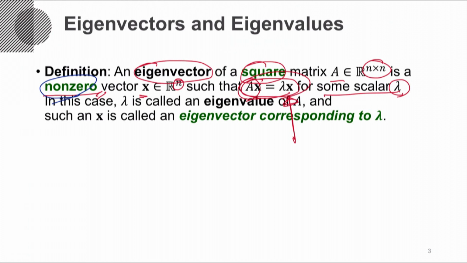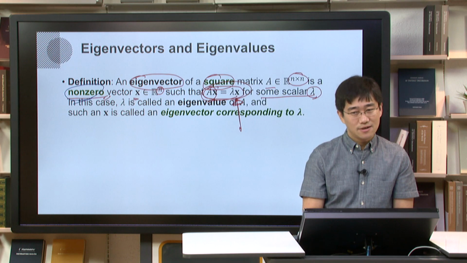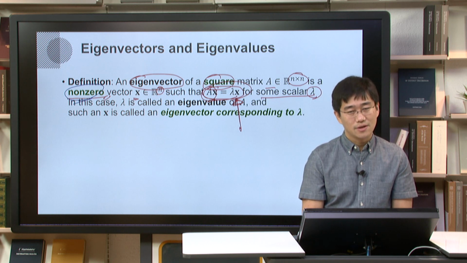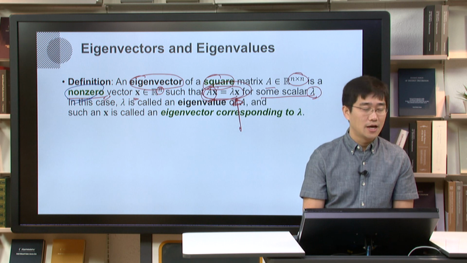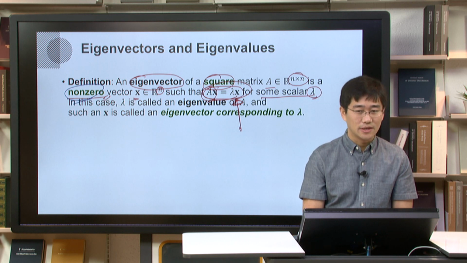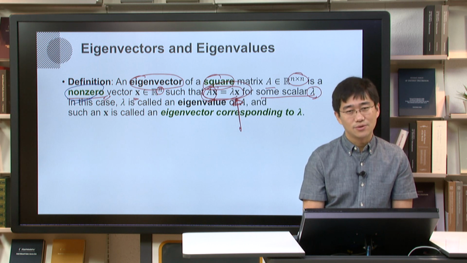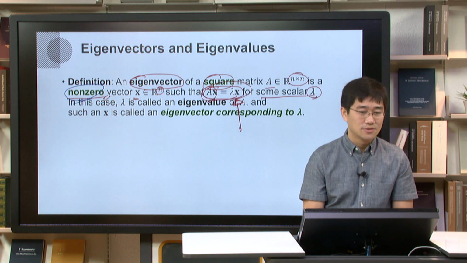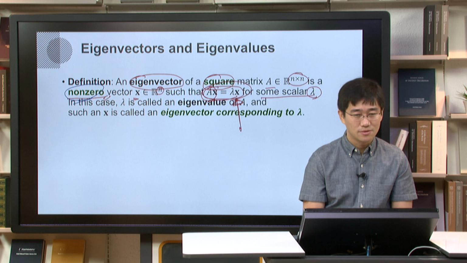That is, if the vector x is the zero vector, then the eigenvector should have the same direction even after the transformation. But if we use a zero vector, it essentially has no direction, so there is no sense of preserving its original direction. So that's why we exclude the zero vector.